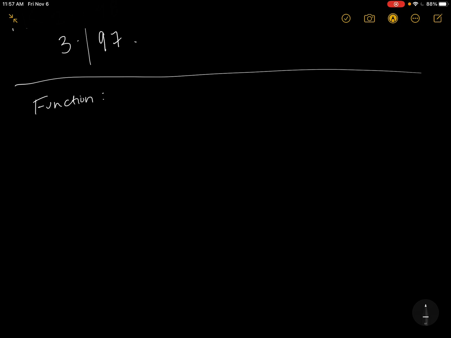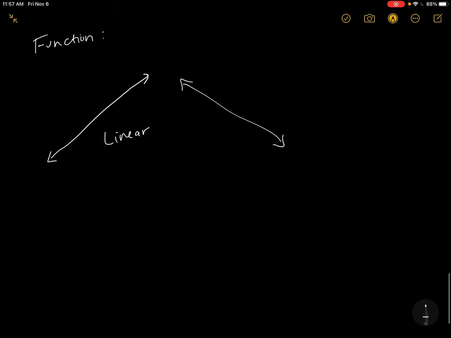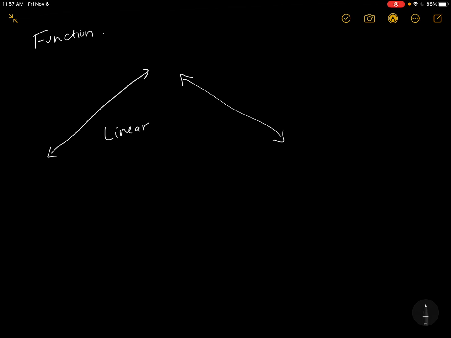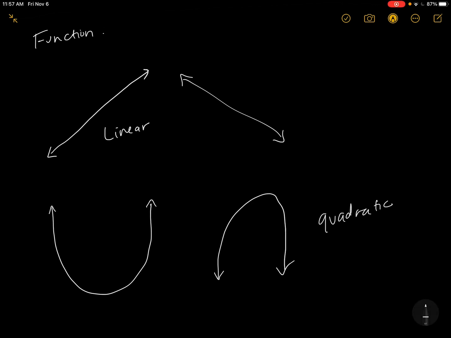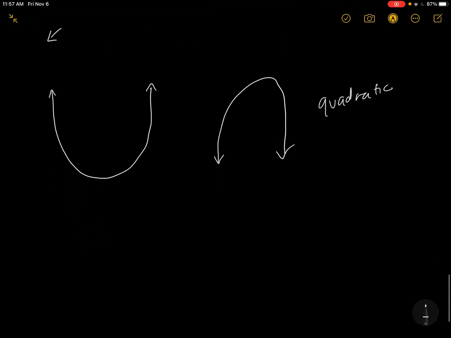But functions, there's lots of different kinds of functions, and we're going to be working with lines. So this is a linear function, right? And it doesn't have to be going up, it can be like that too, right? These are quadratic ones. Quadratic, these are all functions.